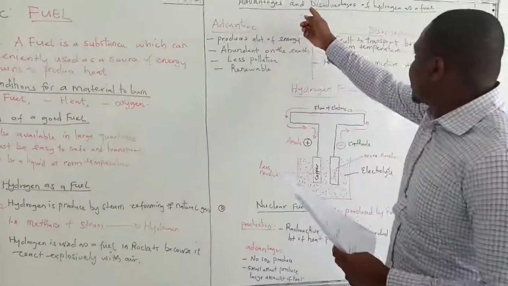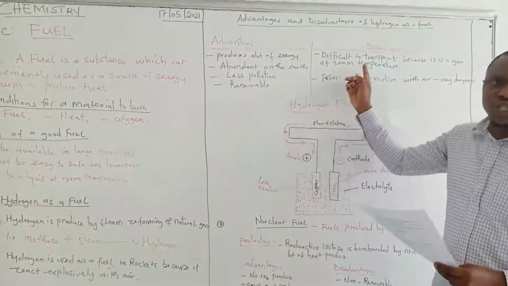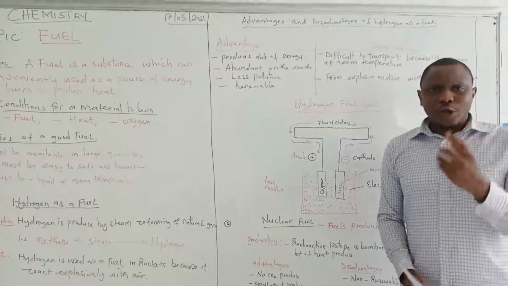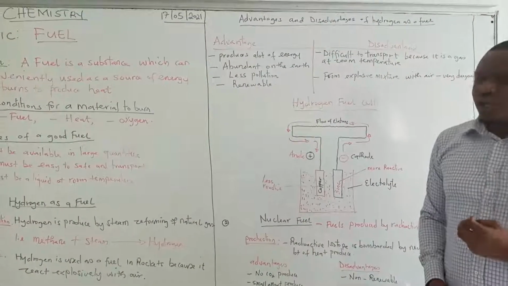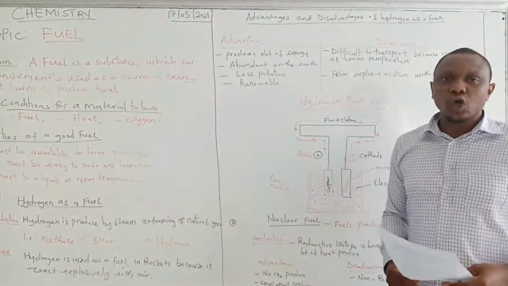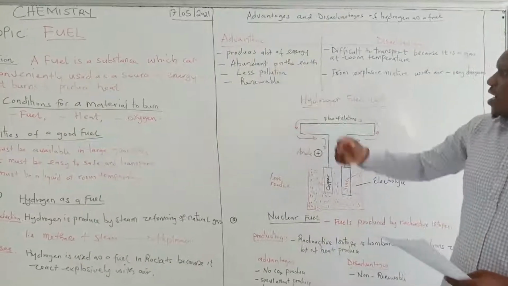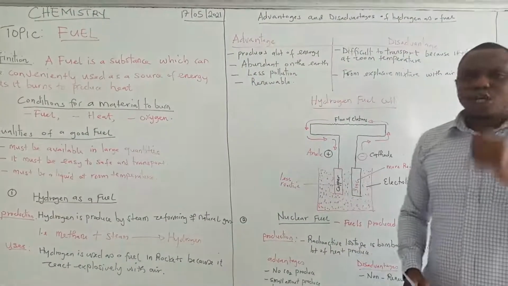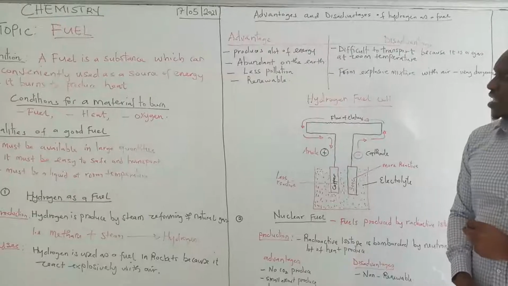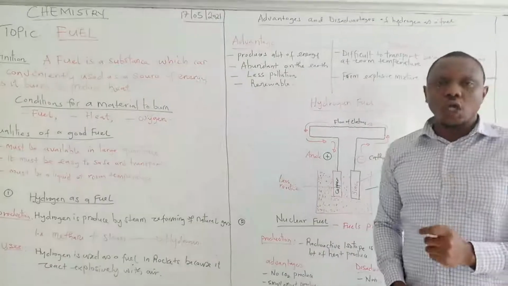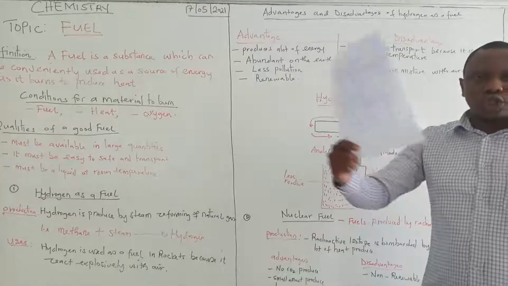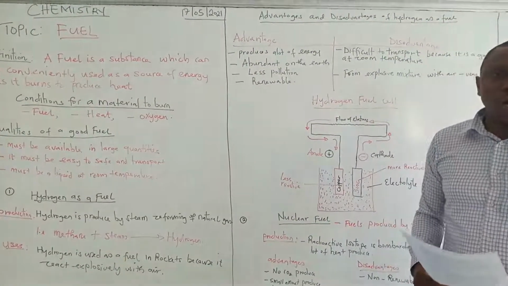Again, we look at the advantages and disadvantages of hydrogen as a fuel. Remember, we talk of the qualities of a good fuel. So if hydrogen is a fuel, definitely it must possess those qualities. The first advantage of hydrogen as a fuel is that it produces a lot of heat. The second advantage is that it is abundant on Earth, meaning that the deposits are large on Earth.